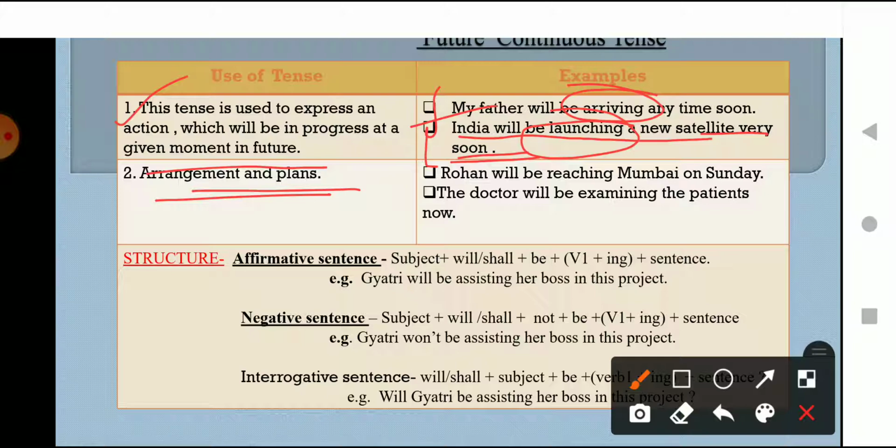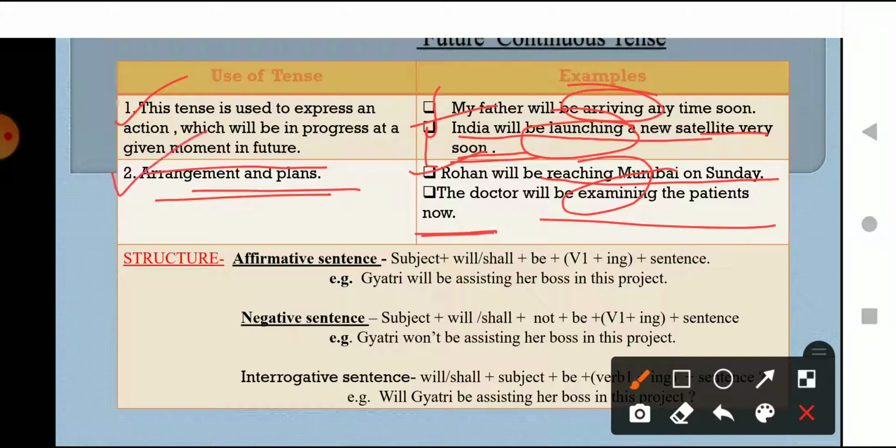Let's take an example. Rohan will be reaching Mumbai on Sunday. So what is going to happen? He is going to reach Mumbai on Sunday. Second example: the doctor will be examining the patient now. What is the doctor going to do? He is going to examine the patient now. Examining means he is going to check upon the patient now.